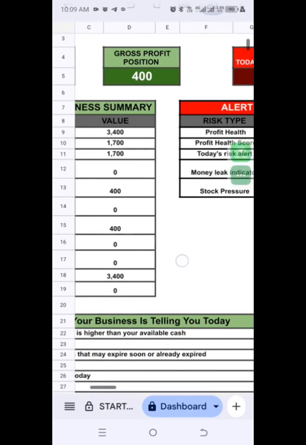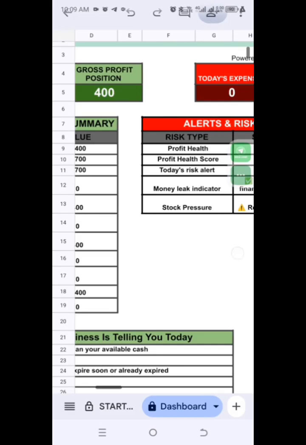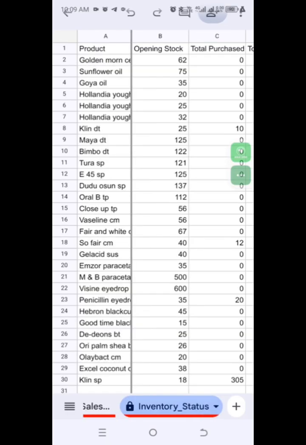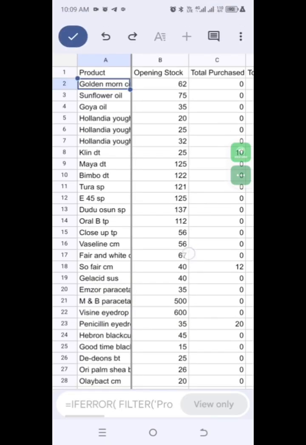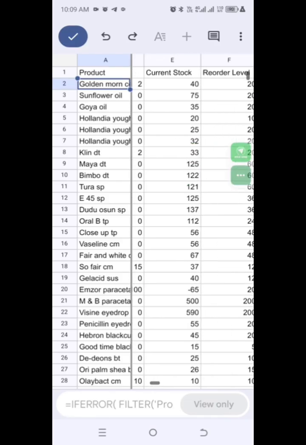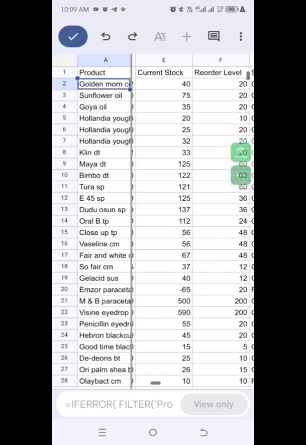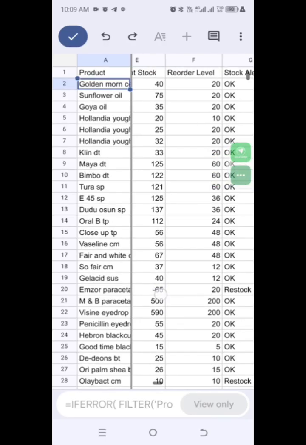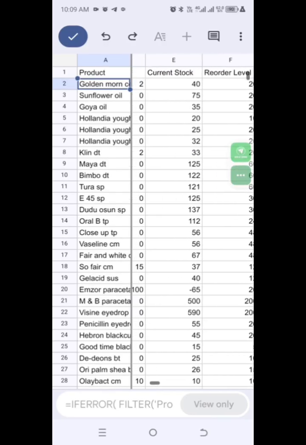So now let's record expenses. But before we do that, there is something I forgot to show you when we started. Let's go to our inventory. We sold Golden Moon cereal. Our inventory is telling us that the current stock we have of Golden Moon is 40. Now let's make another sale of Golden Moon and see what will happen.